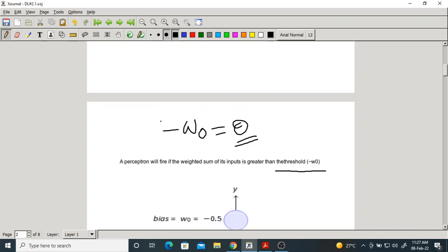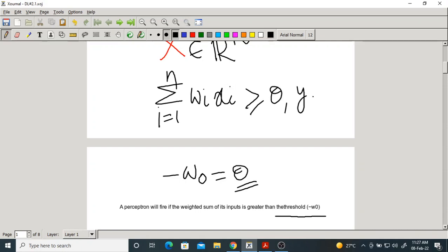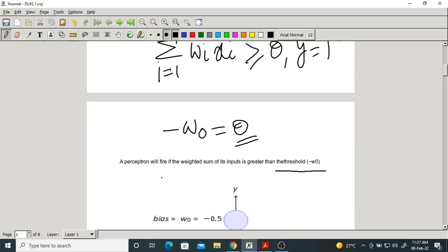So when will the perceptron fire? When the weighted sum, summation i equal to 1 to n of omega i xi, is more than or equal to theta, then the neuron will fire. Fire means output is 1. If it is less than theta, the neuron will not fire, output is 0. That is the perceptron rule. It is very, very important.